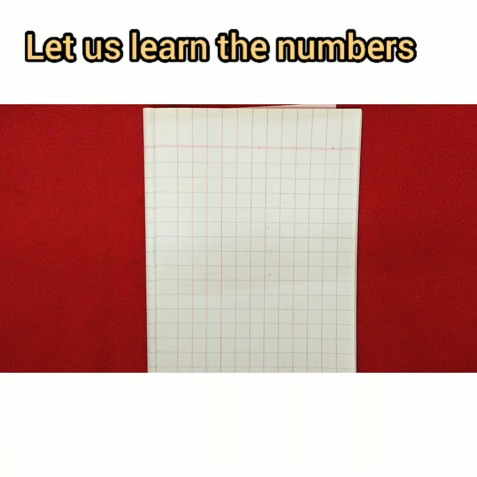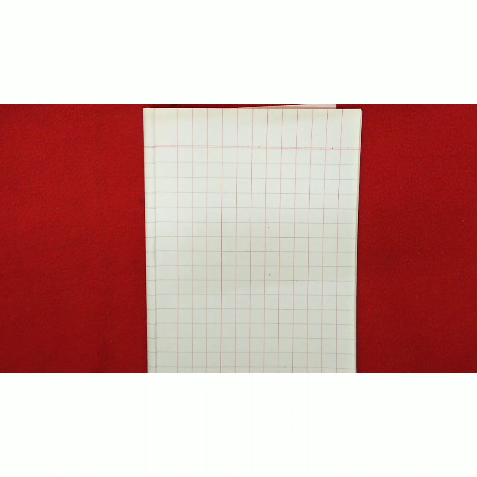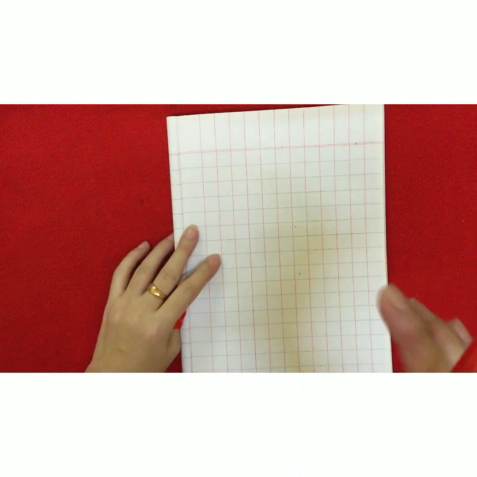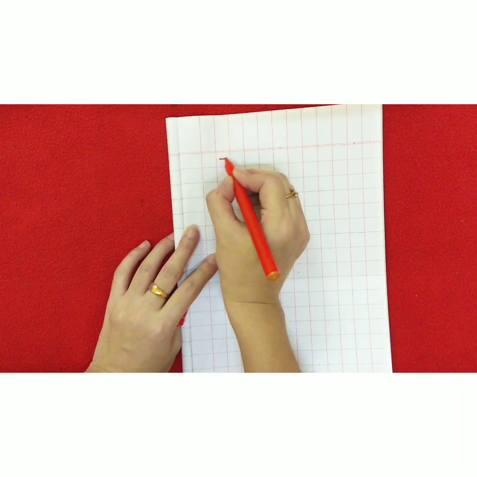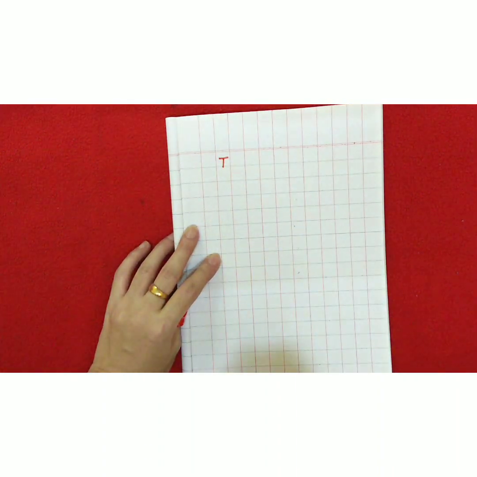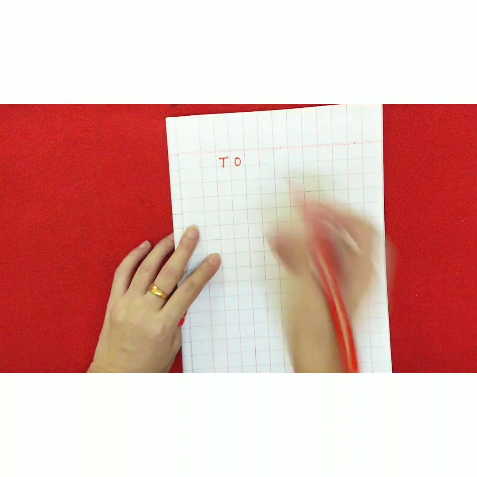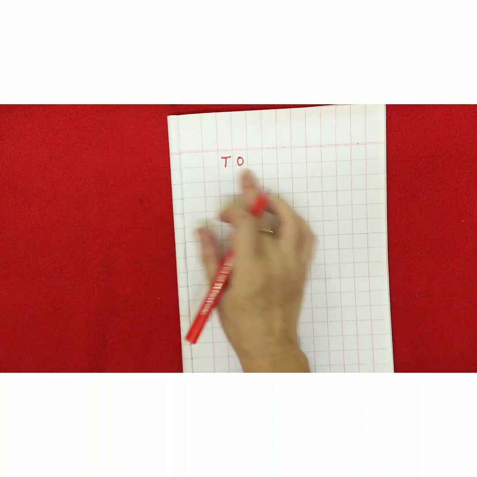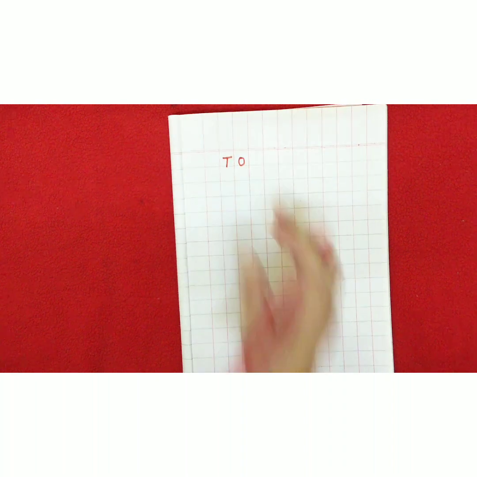Today I'm going to show you how to teach your kids to write numbers, that is from 1 to 10. Whenever you are introducing the numbers for the first time, make sure that you and your kids, both of you, write like this: T for tens and O for ones. Make this a habit or a rule.